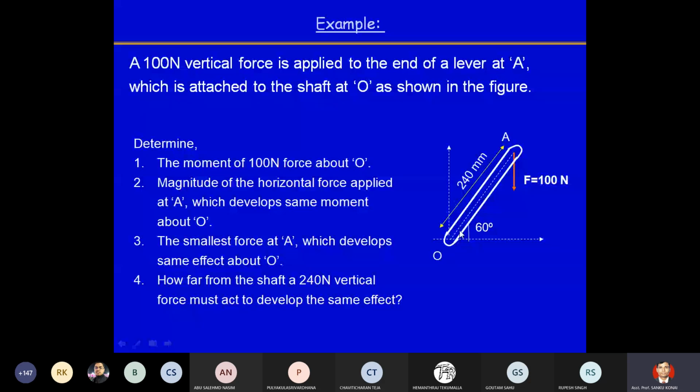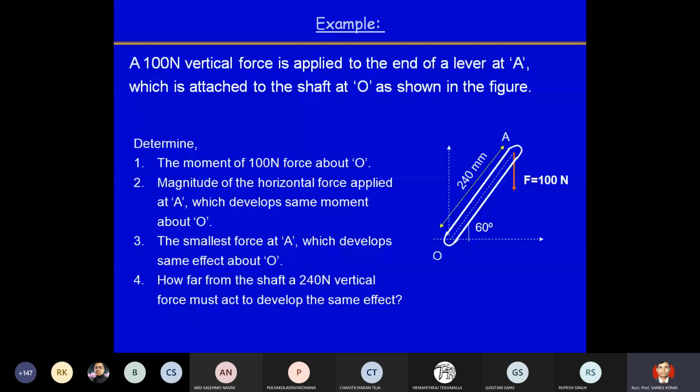So the 240 Newton force is acting downward at distance D here. So 240 Newton into the perpendicular distance D is equal to the total moment we have calculated. If we equate that, we can find the distance from O where the 240 Newton force is applied. But you have to consider the component here. Okay, let's see. We will solve one by one.